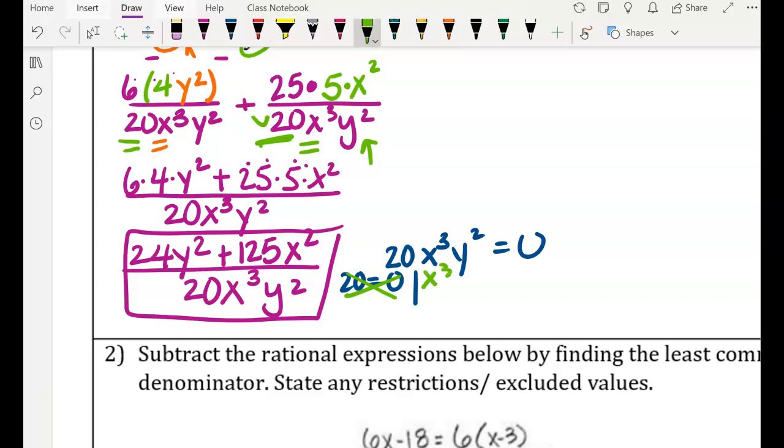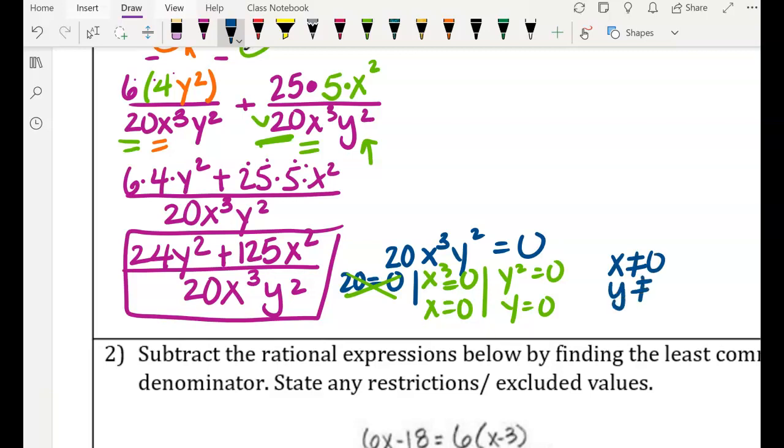We take x to the third equal to 0. So that means x is not equal to 0. And then we take the y squared set equal to 0. That means when we solve for y, it's going to be 0. So our exclusion values are going to be x should never be 0 and y should never be 0 either. So those are the exclusions.